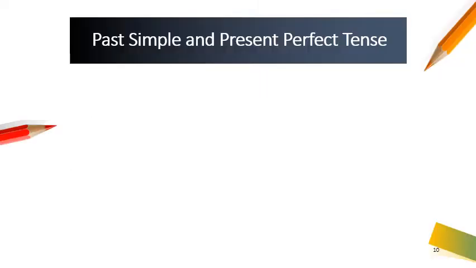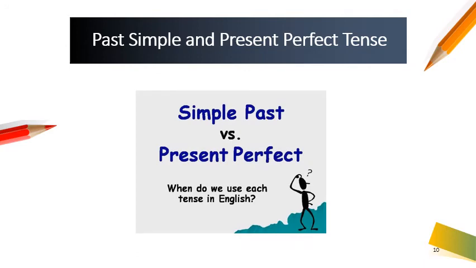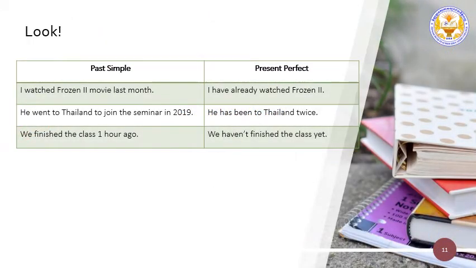So now look at past simple and present perfect tense. What is the difference? When should I use past simple and when should I use present perfect tense? So complicated? Look at the example here. When I say the time that I watched the movie Frozen 2, then I would say, I watched Frozen 2 last month. I mentioned the time, so I must use past simple tense.